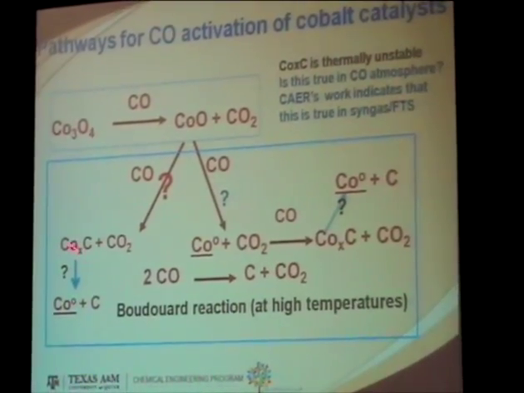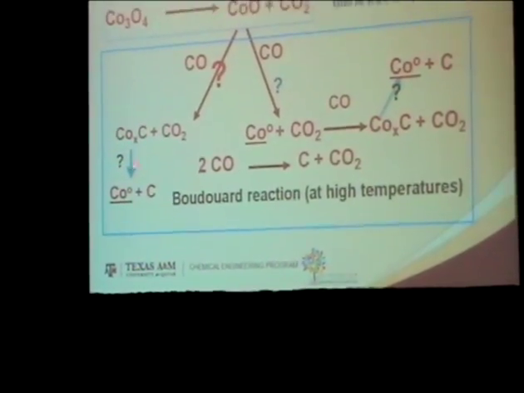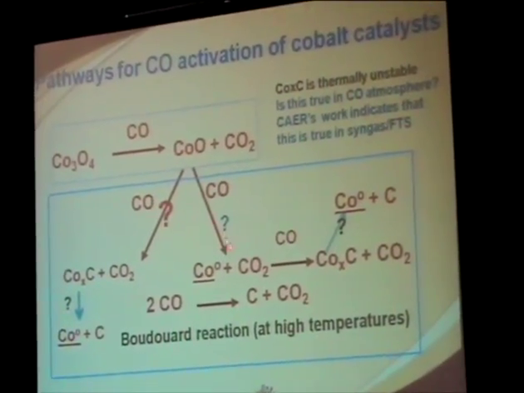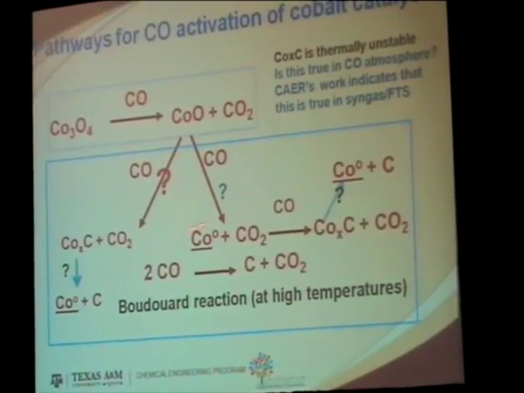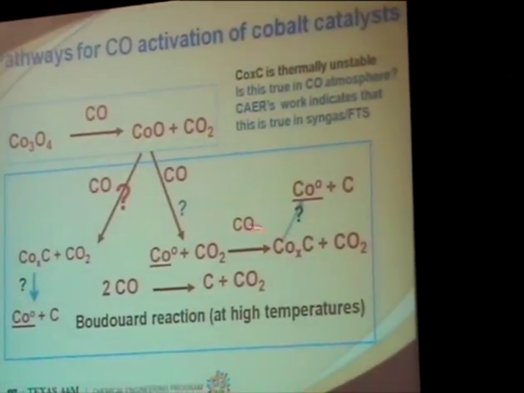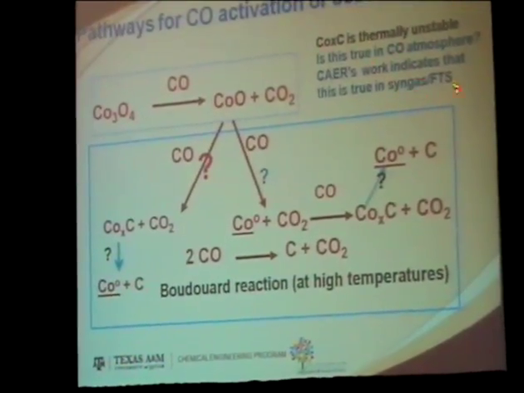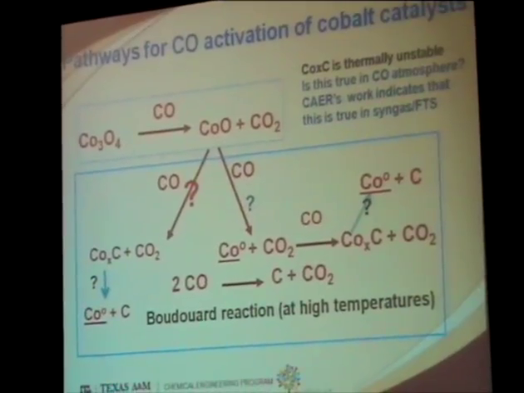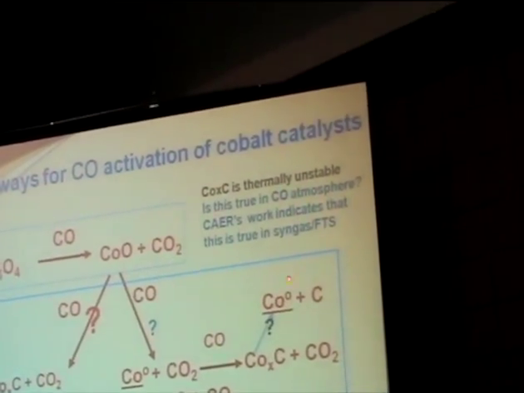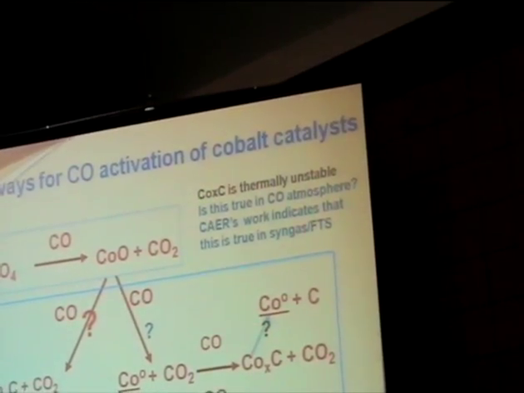But even then, maybe with further reduction of carbide, or rather, because it's unstable, the carbide decomposes partially and gives me metallic cobalt. Or if I go through this path, then I get some metallic cobalt. But of course, with more CO, this should be converted to carbide. But again, does carbide decompose and give me metallic cobalt? And it's known that cobalt carbide is thermally unstable, but in inert media. The question is, is this true in a CO atmosphere? Because why would that metallic cobalt not react back with CO and give me carbide, right?